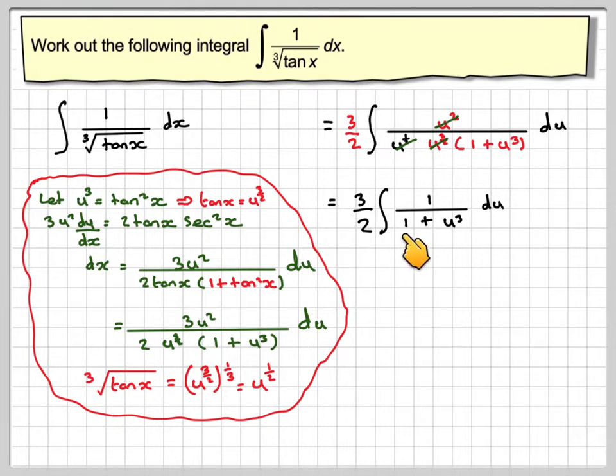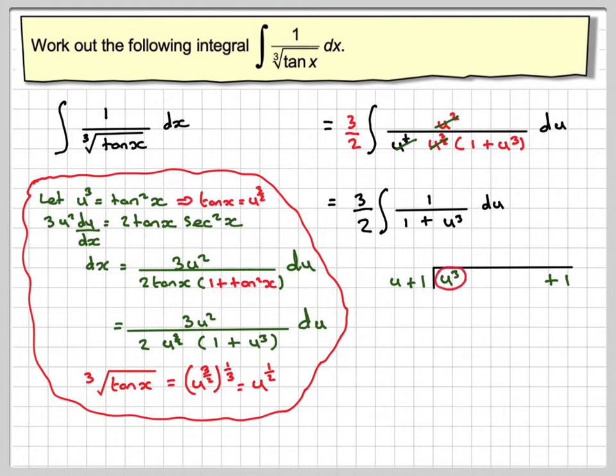Now, we need to split this into partial fractions, so we need some factors for this. So if we realise that if we put minus 1 into this, we'll get minus 1 cubed, which is minus 1, and 1 plus minus 1 gives you 0. So minus 1 is a solution to that. Therefore, u plus 1 is a factor of that. And we'll now do a division to work it out.